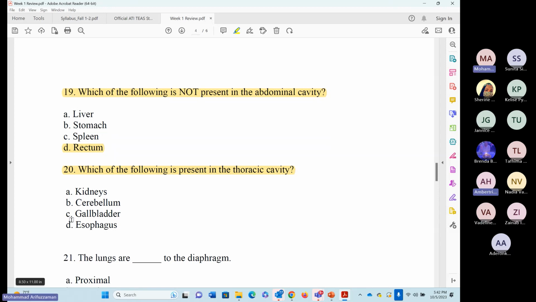The esophagus, correct. Now, the kidney is present in the abdominal cavity. What about the cerebellum? Yes, it is in the dorsal cavity, that is, in the cranial cavity in the head. And the gallbladder and stomach are in the abdominal cavity.